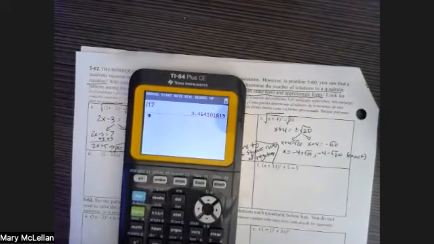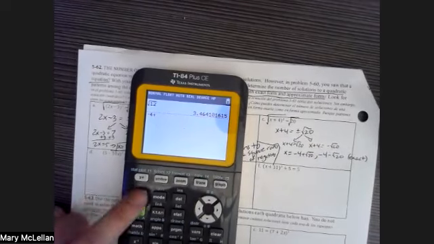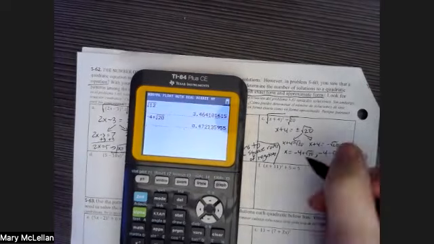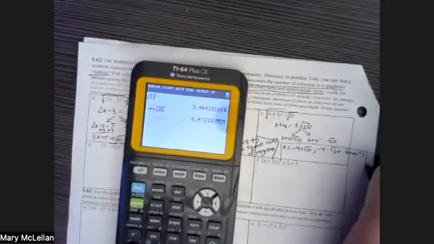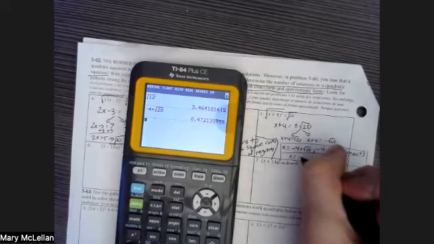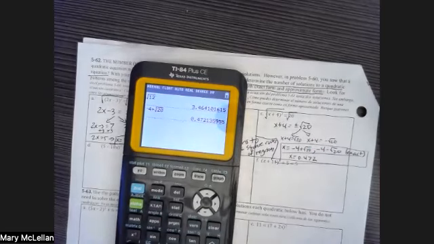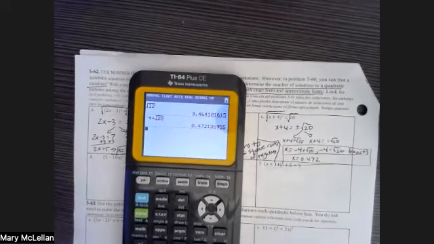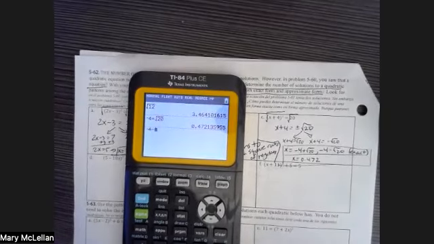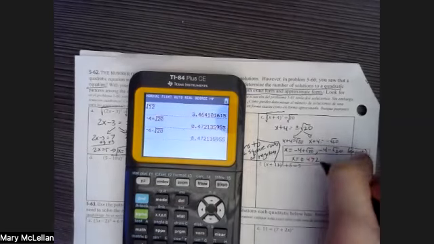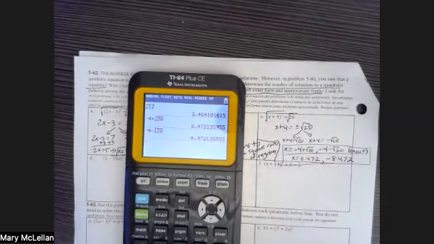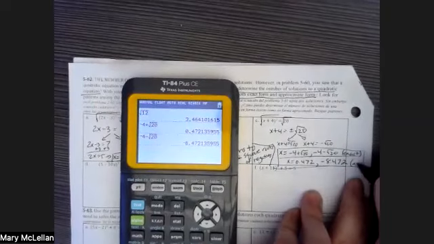Okay, negative 4 plus the square root of 20 equals 0.472. And when I'm subtracting the square root of 20, negative 4 minus the square root of 20, or negative 8.472. That's approximate.